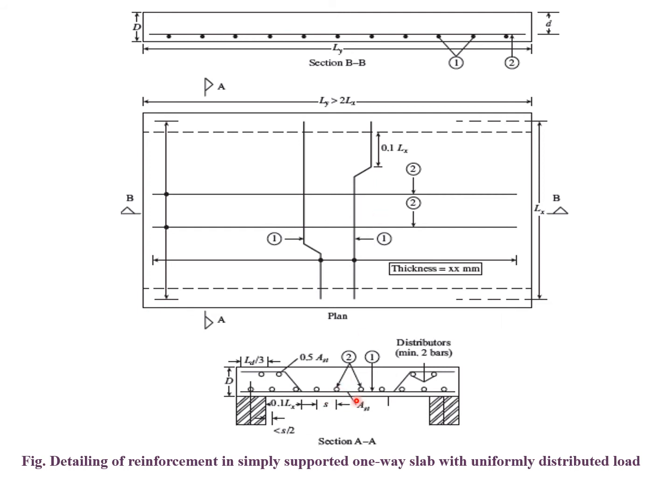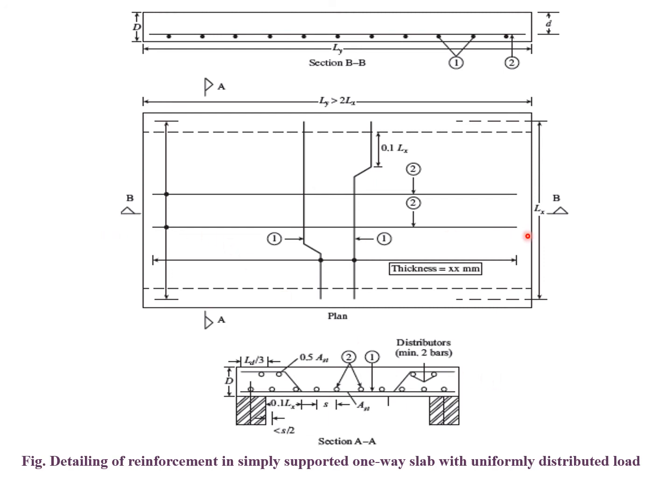This crank length can be 0.1 times Lx, where Lx is the effective length of my slab system. S is the spacing of my reinforcement. So you can see that 2 represents the secondary reinforcement bars in the longer span, and 1 represents the main reinforcement bar spanning the shorter span. At the supports, a minimum of 2 distributed reinforcement bars are to be provided.